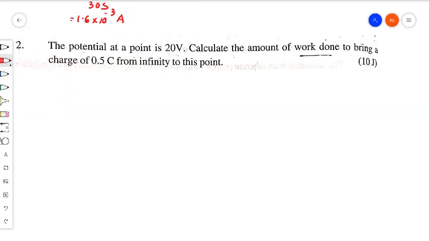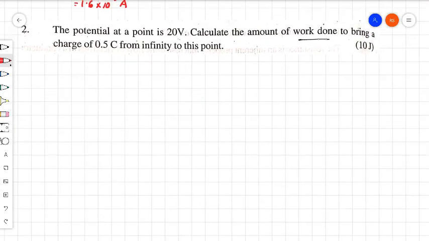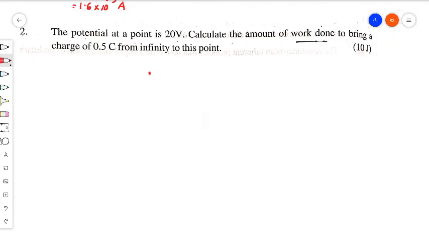Now question number 2. The potential at a point is 20 volt. Calculate the amount of work done to bring a charge of 0.5 coulomb from infinity to this point. Here we consider a point. At this point, the electric potential is 20 volt.